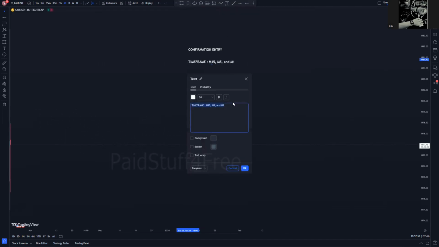We have two types of confirmation entry. Number one, we have low risk CE, which is M15 EG or M15 M5 EF. The second one is high risk CE. We have M5 EG or M1 EF.